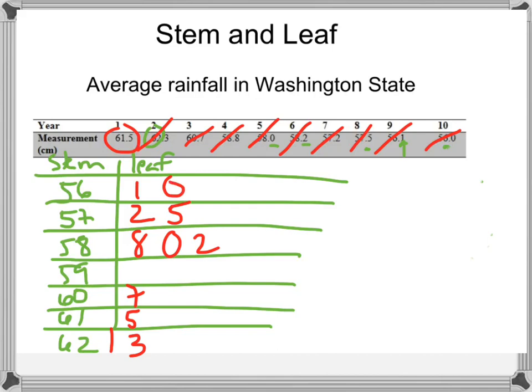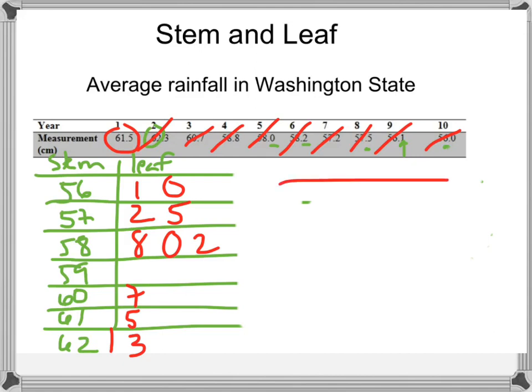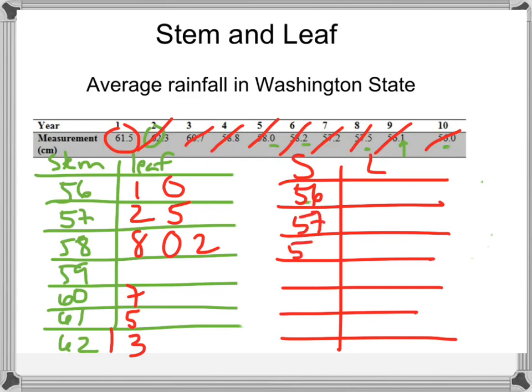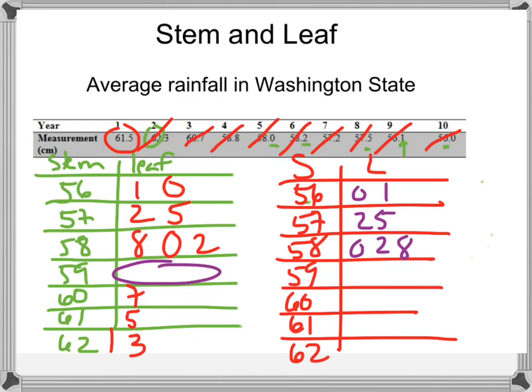Okay, now I'm going to reorganize my stem and leaf so that it's in order. So I have to draw a second stem and leaf plot. Here's my stem and here's my leaf. Okay, and I'll just reorganize it using a different color. So 0 and 1 would go first, then 2 and 5, then 0, 2, 8. There's nothing in the 59 stem, so you just leave that blank. 7, 5, and 3. So if I count the purple numbers here, 1, 2, 3, 4, 5, 6, 7, 8, 9, 10, I should have 10 numbers in my data set, which I do because I recorded the information across 10 years.